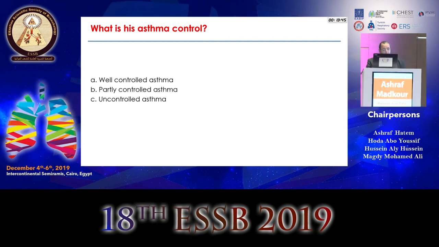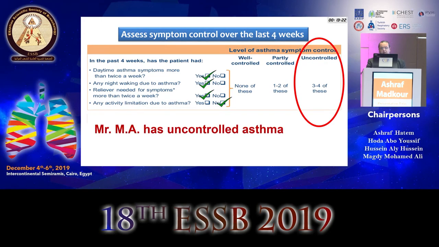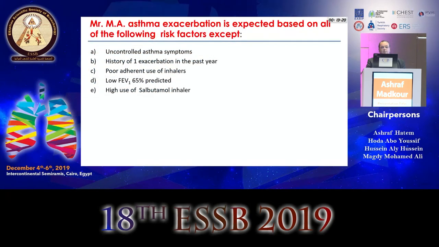فطبعا هل البيشنت ده يعتبر ويل كنترولد ولا بارشلي كنترولد ولا ان كنترولد ازمه؟ لو طبعا اكوردنجلي هو ان كنترولد ازمه. ليه ان كنترولد؟ لان احنا البيشنت ده عنده داي تايم سيمتومز اكتر من توايس ا ويك، عنده نايت سيمتومز، وعنده ريليفر اوفر يوز اوف ريليفر اكتر من توايس ا ويك، لكن هو ما عندوش ليميتيشن للاكتيفيتي. فالبيشنت ده عنده اكتر من ثلاثه يبقى ده ان كنترولد، يبقى مستر ام اي ده ان كنترولد ازمه.